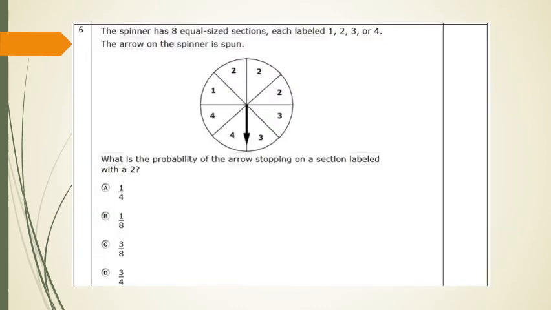The spinner has 8 equal-sized sections, each labeled 1, 2, 3, or 4. The arrow on the spinner is spun. What is the probability of the arrow stopping on a section labeled with a 2? I'm noticing that there's 3 sections with a label of 2 out of 8 sections total. So 3 out of 8 sections have a 2. So I'm going to say probability of 2 is 3/8. That would go with answer C. Take a moment and note if you got that correct.